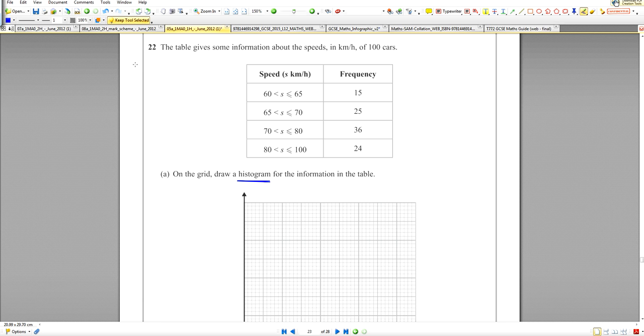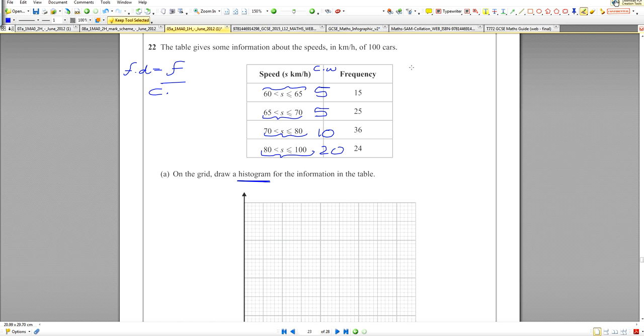Now, who remembers the formula for frequency density? Frequency density is equal to frequency divided by class width. Now, this here is called the class. A class of data is from where it starts to where it ends. Class width: the width of 60 to 65 is? 5. From 65 to 70, the width is? 5. 70 to 80, the width is 10, it has changed. 80 to 100 is changed again, it's 20.